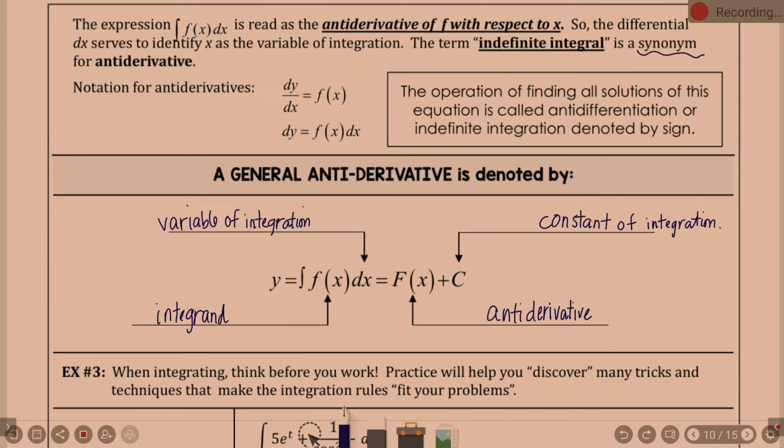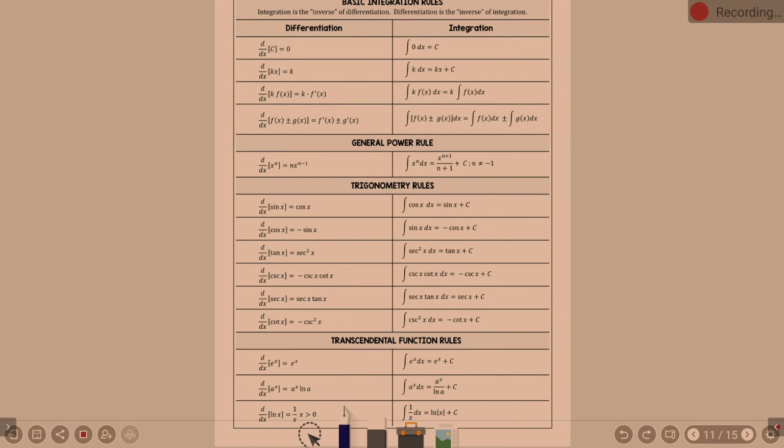Now, I'm not doing the notes out of order, but we're going to flip to page 366 for a moment. You see a page of basic integration rules. Do you have enough time? I guess we'll find out. You've got a page of basic integration rules, right?